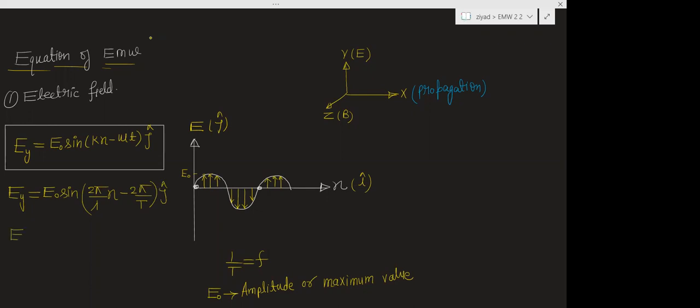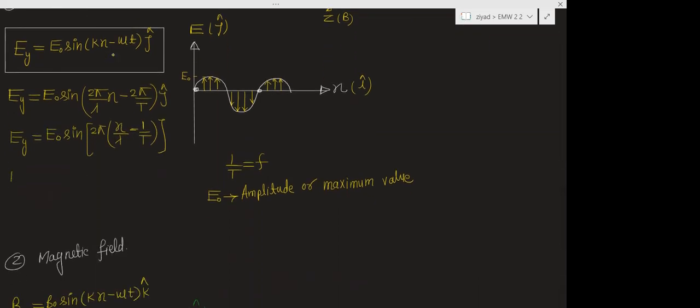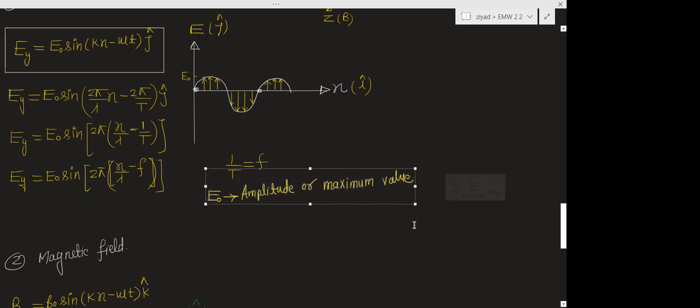So now you can just take sine and 2 pi you can take common. So here will be x by lambda and here will be 1 by T. Further you can change it. Ey is equal to E naught sine 2 pi x by lambda. What is 1 upon time period? Frequency. So in this form also you can write the wave equation. And E naught is basically the maximum value or the amplitude of the electric field.